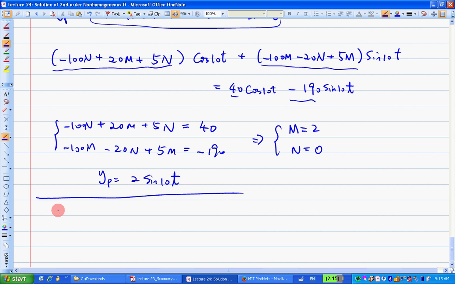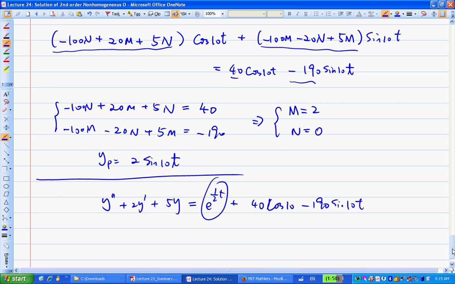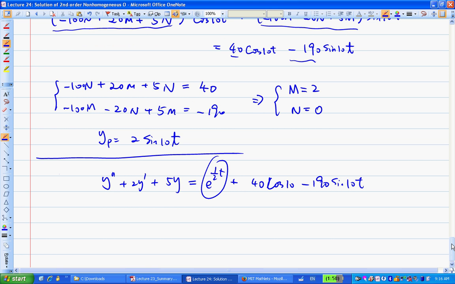Last case here. Let's say for the same problem, let's say this is y double prime plus 2y prime plus 5y equal, okay, so we have this 40 cos 10t minus 190 sine 10t, the original problem here, right? Now suppose I have an extra term over here. So now this is the case where you need to use the summation rule, the sum rule, right? The third rule. When you solve this kind of problem, my suggestion is you follow this.